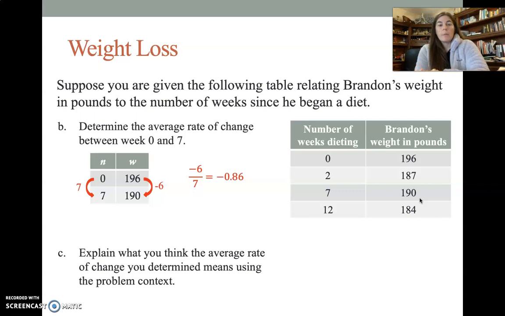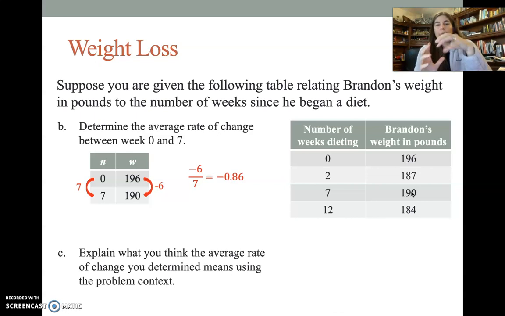Part C says explain what you think the average rate of change means using the problem context. And so in this case, we can't say that his weight decreased 0.86 pounds per week because we know it didn't. We can't even say that it went down 0.86 pounds most weeks because we don't know that that's the case, right? We know that he lost weight and then he actually gained it from week 0 to 7. So it doesn't mean that he did it most of the time. It doesn't mean he did it all the time.